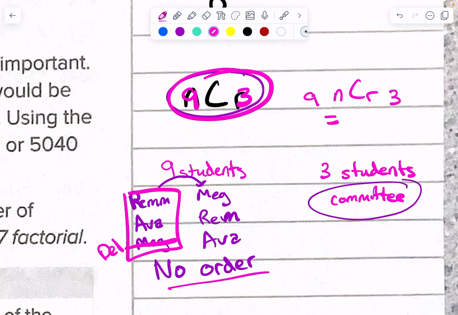So what do I do? Did you type in 9? Go back to the main screen. Clear. Okay, I'm going to type in 9 first. Then I go to the PRB button, over to C, and hit enter. It puts it on the main screen, and then I type 3 and hit enter, and there are 84 total different groups that I could create by grouping 3 students out of 9 students. That's a lot, right? Like swapping kids out and doing whatever, and that's even if order doesn't matter.